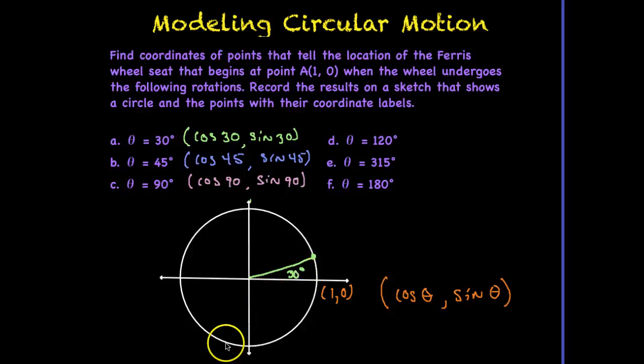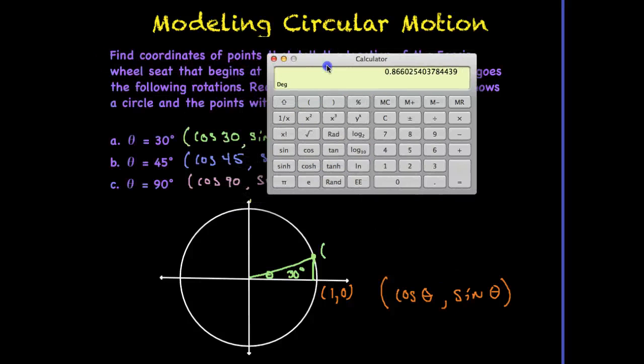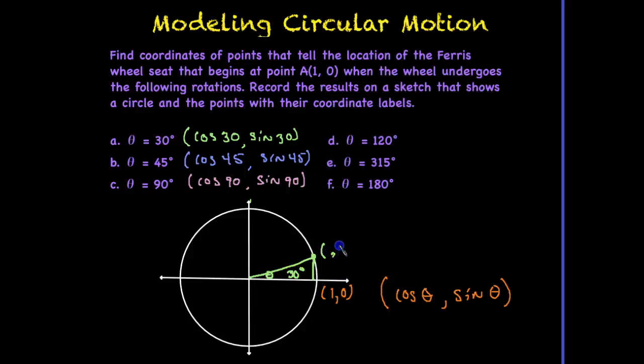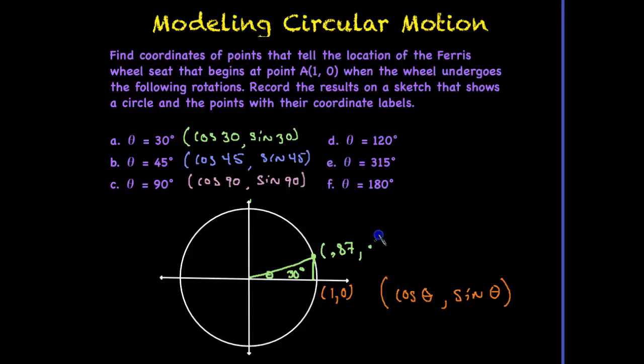So for a 30-degree angle, we want to know how far out for x and how far up is our seat. What are our coordinates right here? Well, remember that to find x, we just take the cosine of our theta, and our theta is 30 degrees, and the sine of our theta. Let's give that a try. 30 cosine gives us 0.87. And then let's look at our sine. So 30, and then I hit sine, gives us a half, or 0.5.